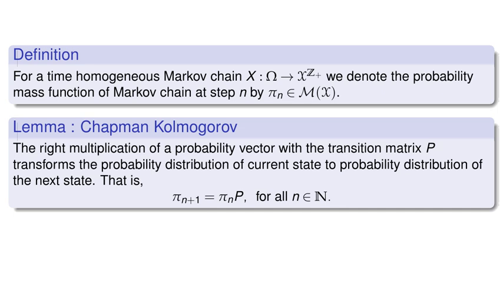Now, let's introduce the Chapman-Kolmogorov lemma. The right multiplication of a probability vector with the transition matrix P transforms the probability distribution of the current state to the probability distribution of the next state. That is, π_{n+1} equals π_n times P for all n in ℕ.